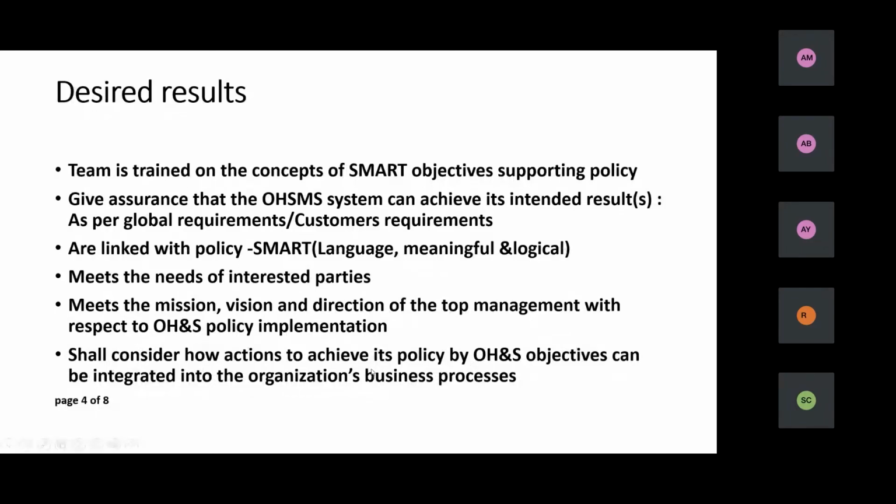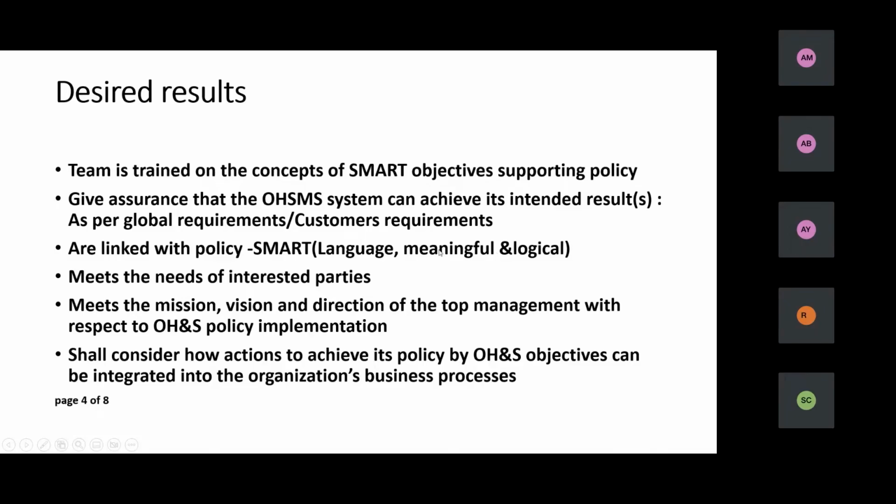Smart language meets the needs of interested parties, and we need the business process as we discussed, and objectives are met with the global requirements, with the customer requirement, and we discussed language meaningful and logical. Objectives we have seen in organizations sometimes talk things which are practically impossible, so we say it is an illogical objective. You cannot meet this condition. Today you are at 80%. In 1 month you say you will reach 99% accident control. So that's not correct. This should be meaningful.